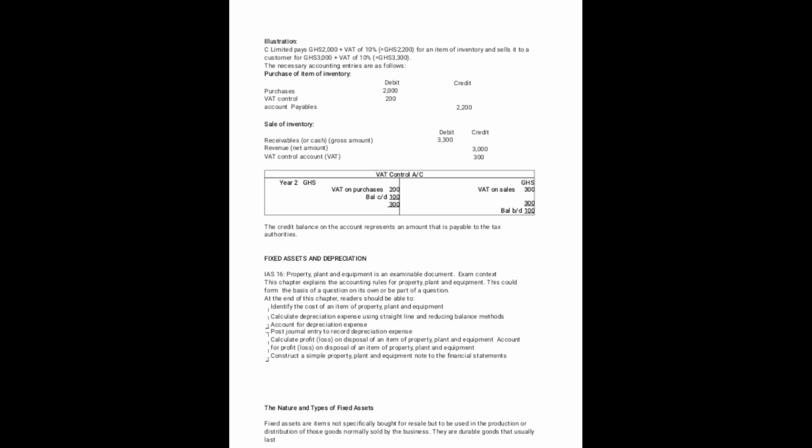So actually this is how the VAT control account will look. We credit the VAT on sales and we debit the VAT on purchases in the VAT control account. So we have 300, 200. The difference becomes what? 100. So the difference, which is 100, let's read something about it. It says the credit balance on the account represents an amount that is payable to the tax authority. So that is the net tax payable. So that is how we treat the VAT.